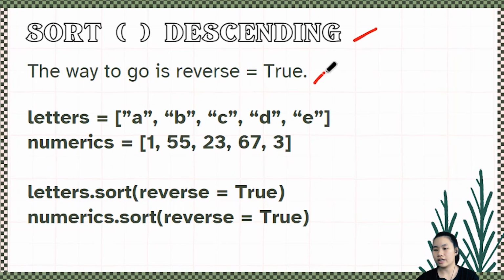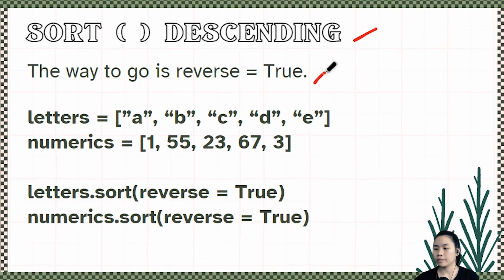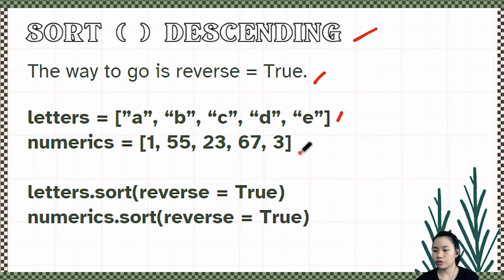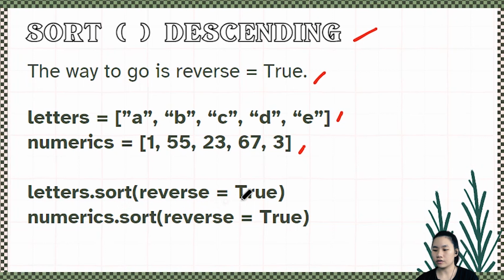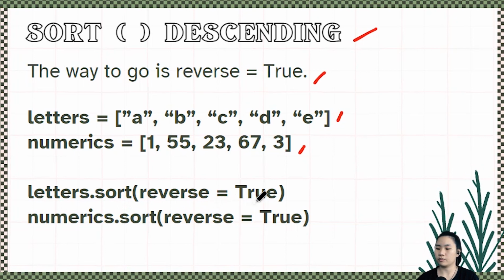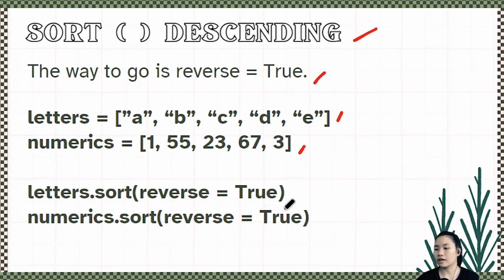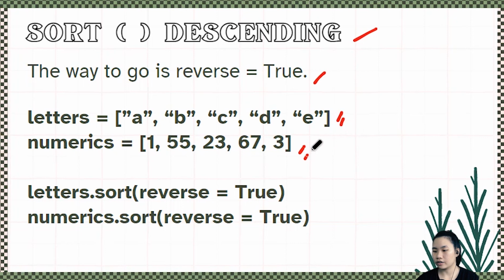Well, we have a reverse equals True parameter for the sort method over here. Using the same two lists, we can put letters.sort(reverse=True). Very simple concept. If reverse is True, it will reverse the whole thing, so it goes from largest to smallest, alphabetically and numerically.